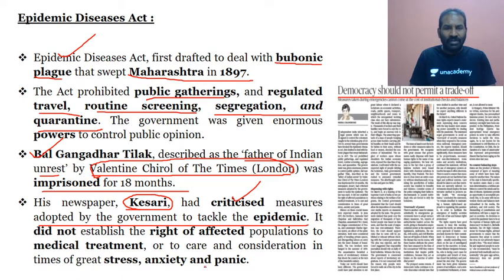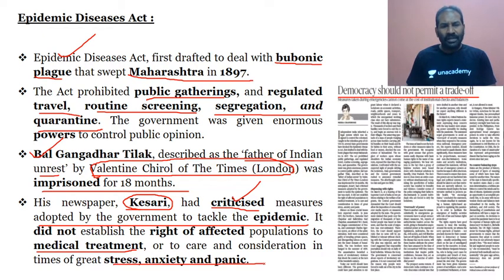Please understand the way we will link what happened with Bal Gangadhar Tilak under the Epidemic Diseases Act with what is happening now in modern India, in this 21st century. So why did he oppose or criticize the Epidemic Diseases Act of 1897? People were affected and were not allowed to go out even for medical treatment, and thereby there was a lot of stress, anxiety and panic among the people. That was of great concern to Bal Gangadhar Tilak.